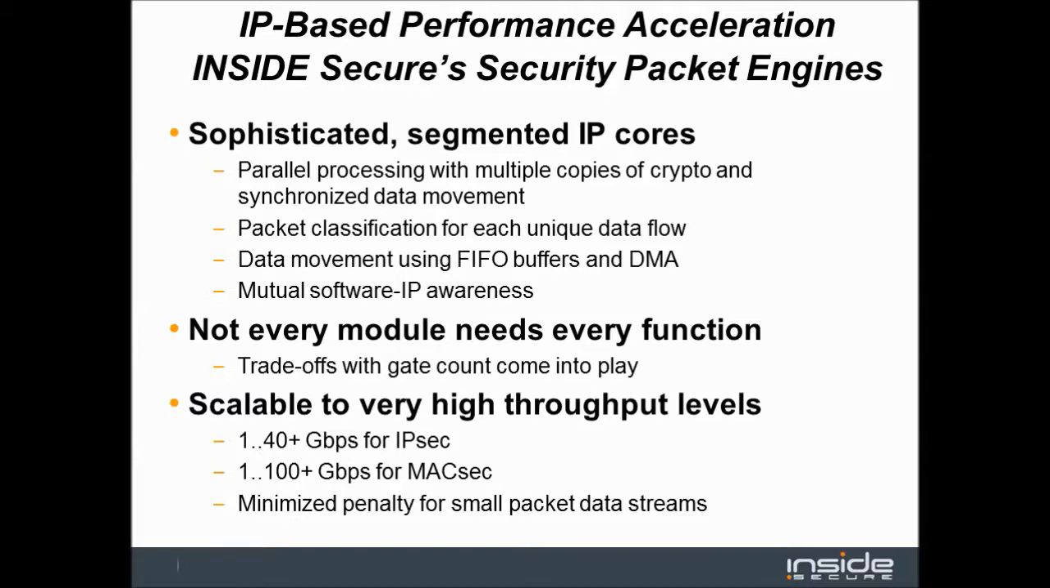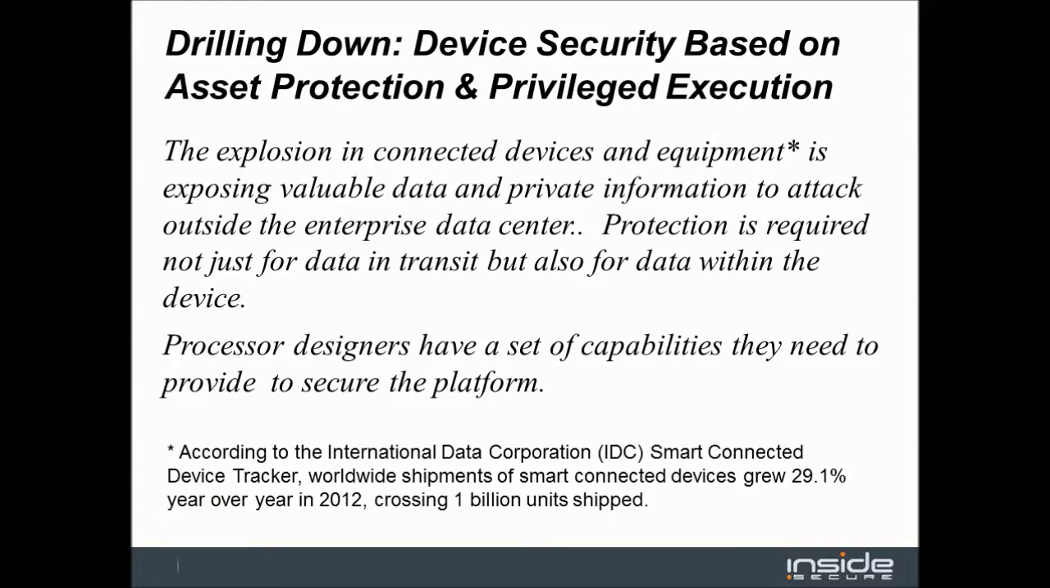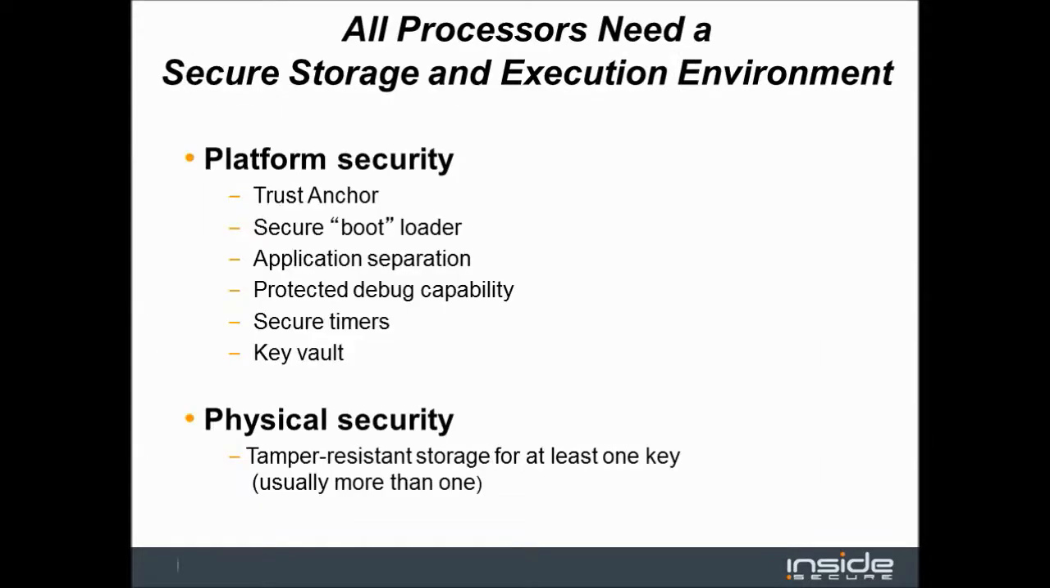The second example, so leaving the secure communications behind, is trusting the platform. And what that means is asset protection, and an asset could be key material, could be identities, could be licenses, and privileged execution. So what does that mean? Basically, we need to provide two things there.